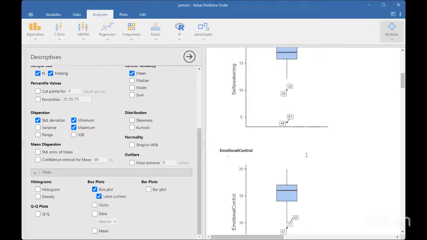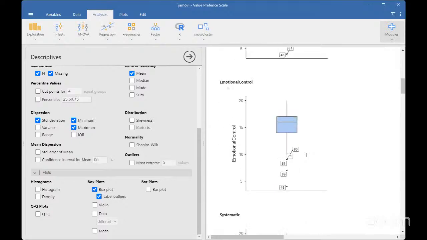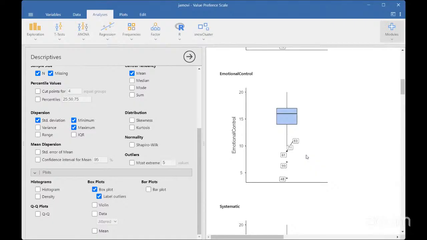Okay, so we have identified some of the people, their row number is 28, 99, 61, and 48. So these people are very low with respect to self-awakening. Similarly, in emotional control, we can find some of the outliers, that is 60, 71, 61, 99, and 48.